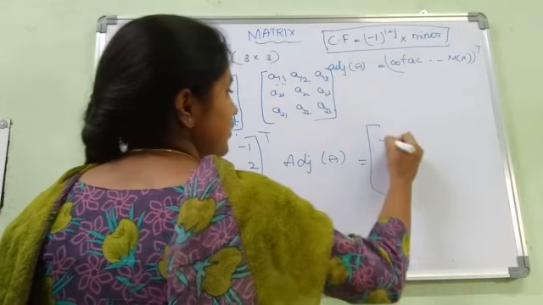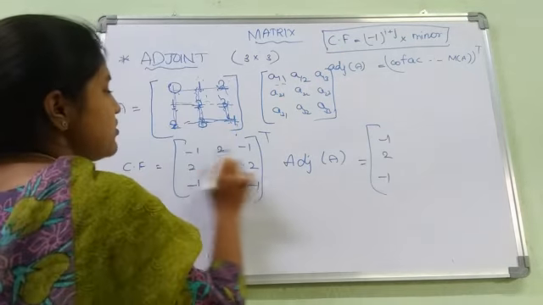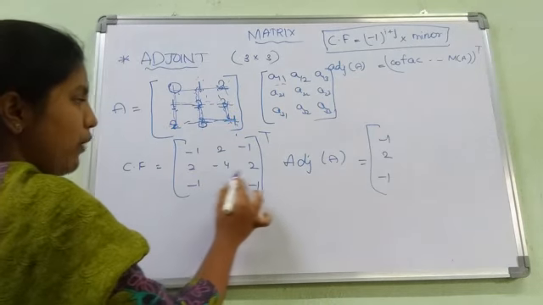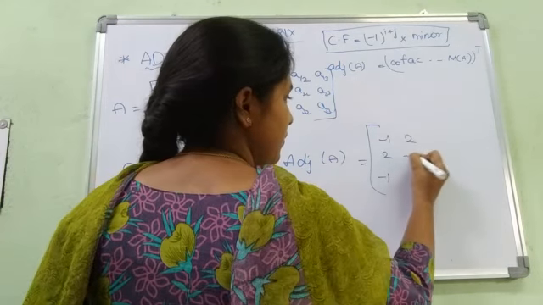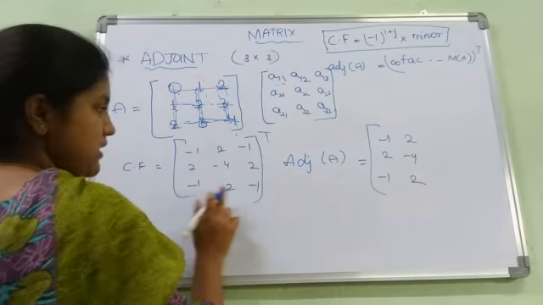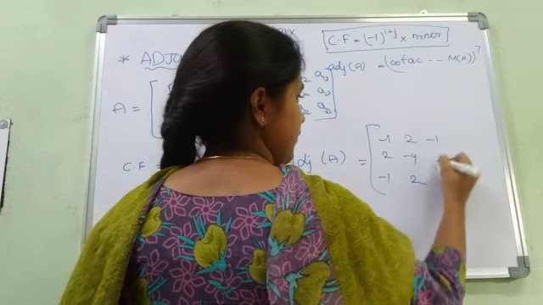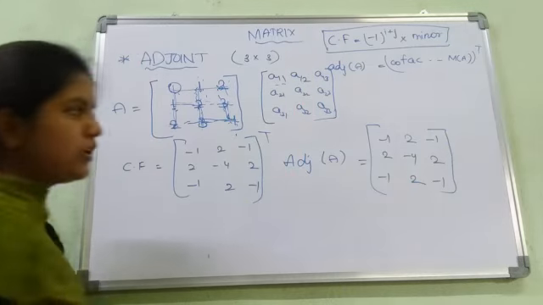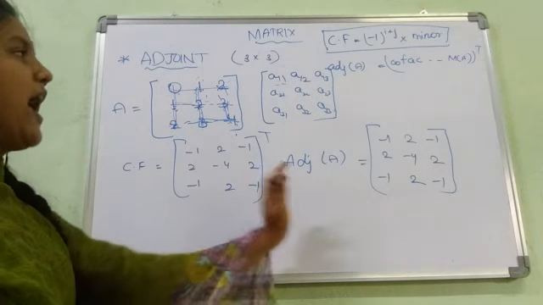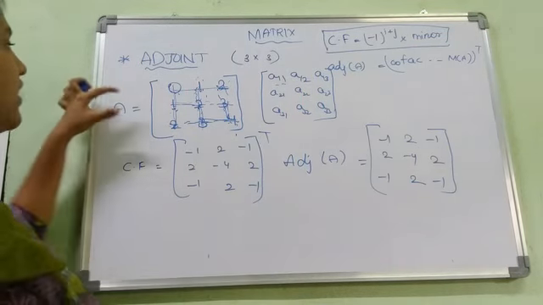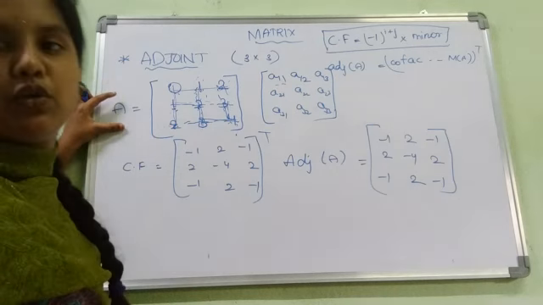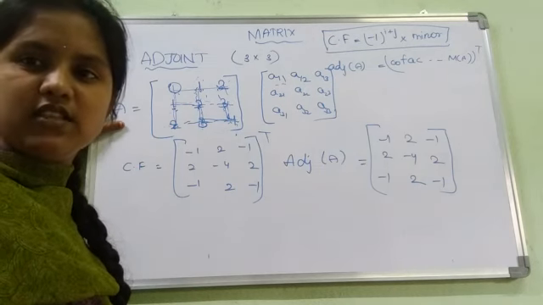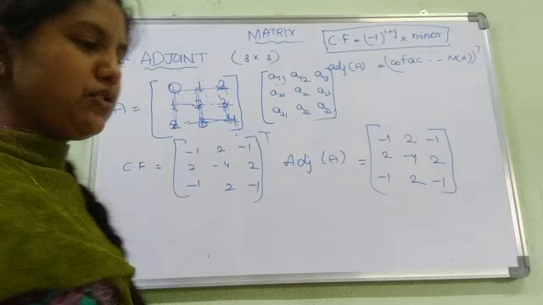Just interchange rows into columns. Minus 1, 2, minus 1. I am changing this row into a column: 2, minus 4, 2. Minus 1, 2, minus 1. Did you get that? This is the adjoint of A of the given 3 by 3 matrix. Do you understand this? I think you have understood this.